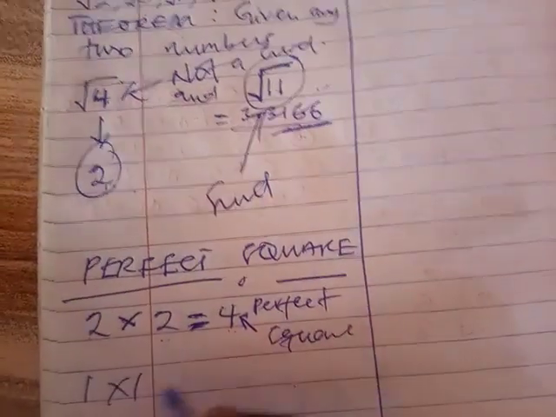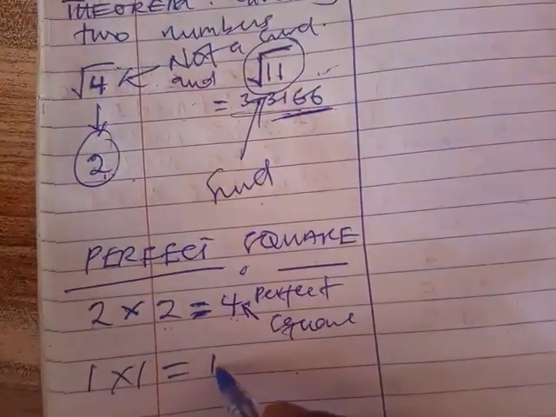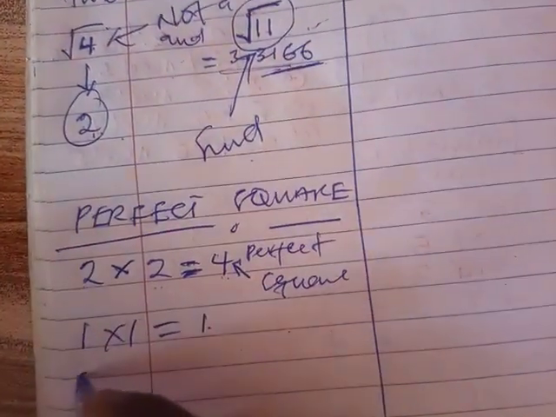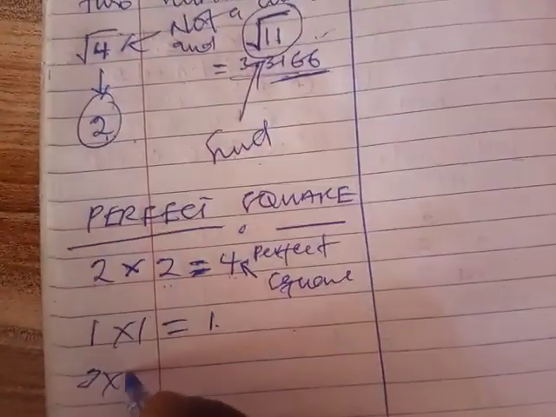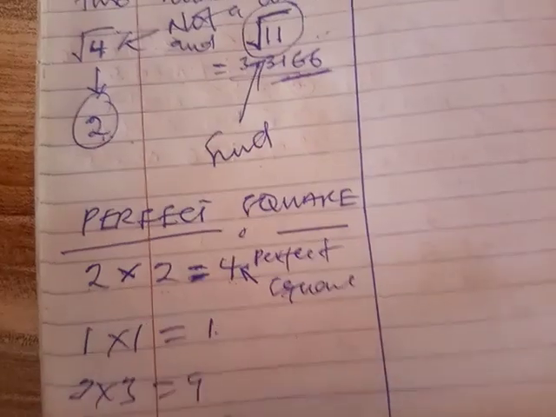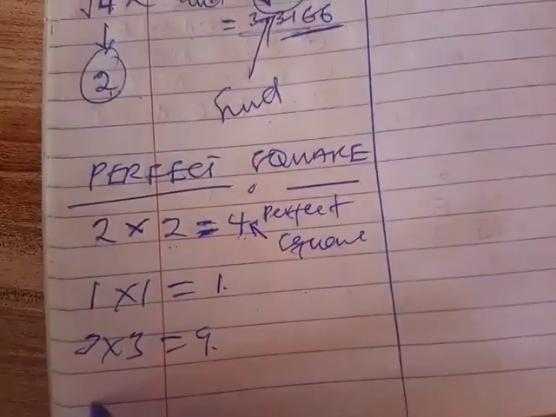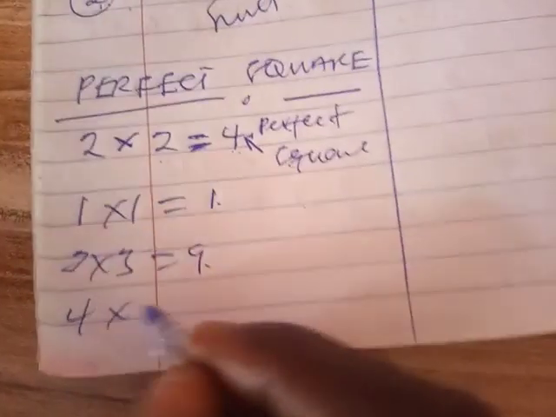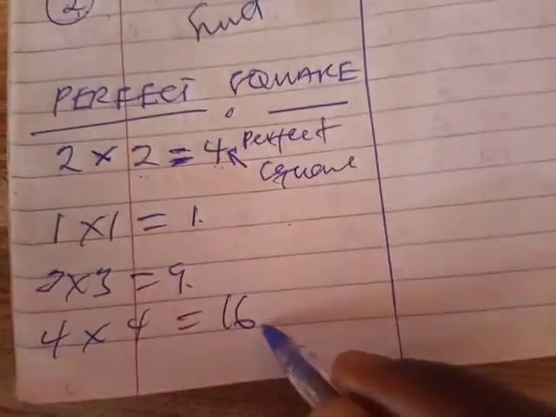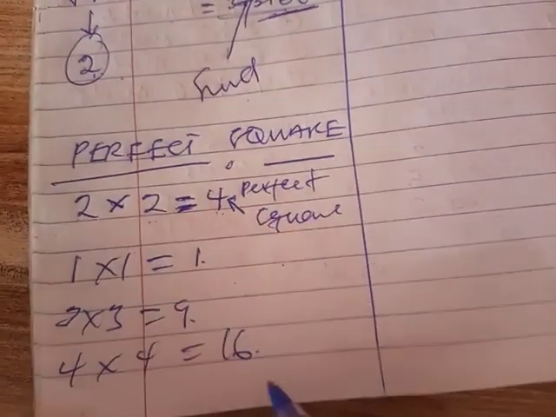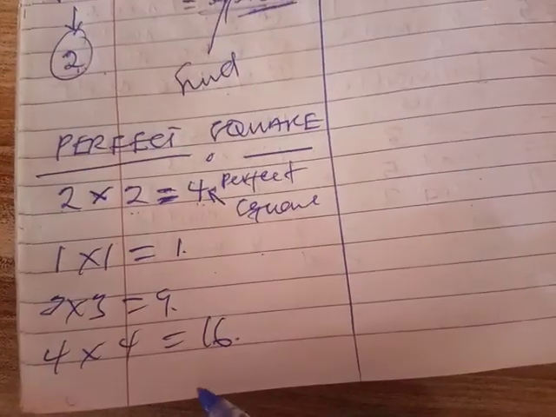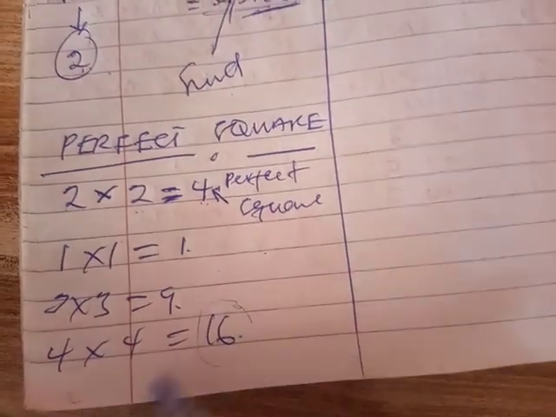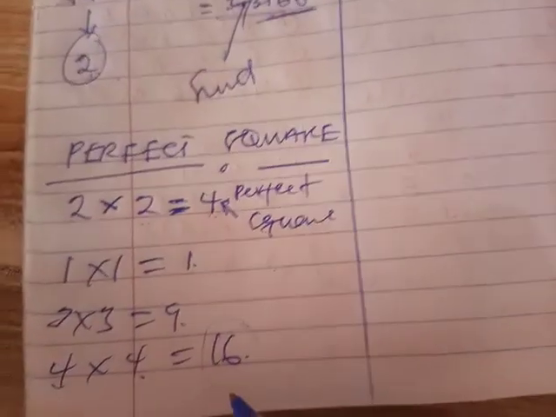So let's say 1 times 1 equals 1. So we say 1 is a perfect square. 3 times 3 equals 9. So we say 9 is a perfect square. 4 times 4 equals 16. So we say 16 is a perfect square. So why is 16 a perfect square? 16 is a perfect square because 4 times 4 will give you 16.